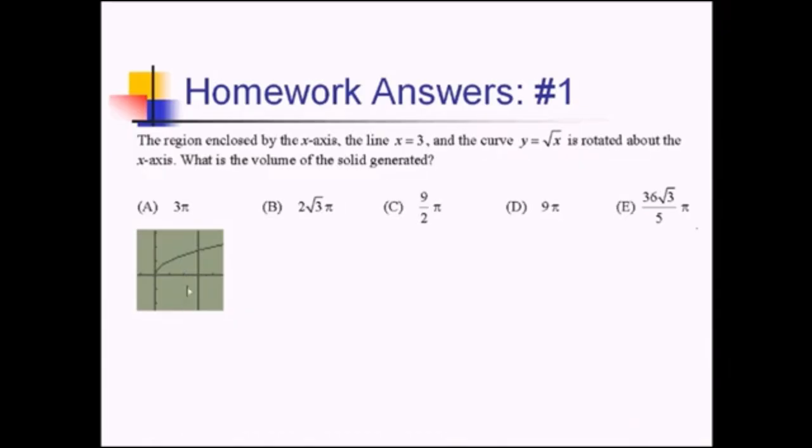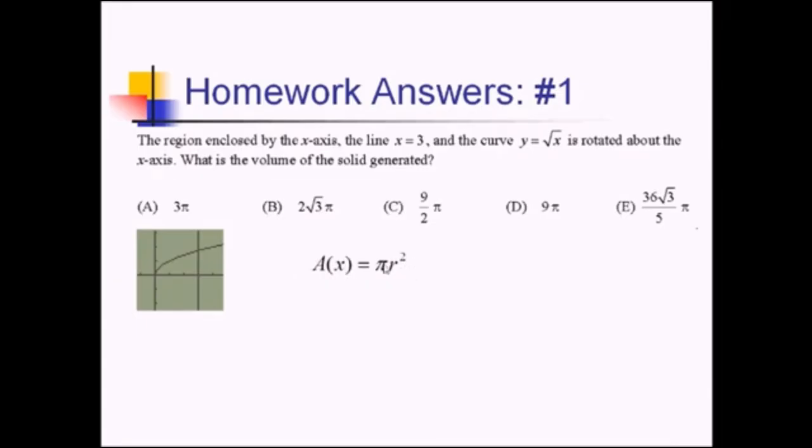So since we are dealing with a region that's flush against the axis of revolution, there's no spaces between our area and our axis, we can use discs for this one. So then circles are going to be our cross-section area. We're just going to go with pi r squared.